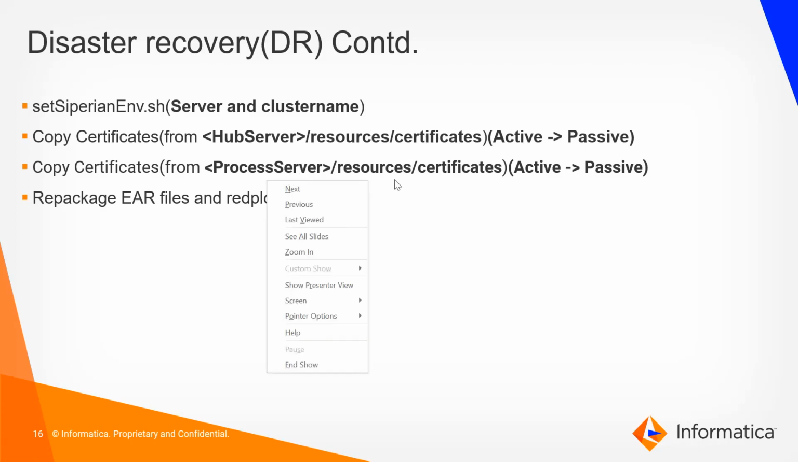Similarly, for the process server, the certificates available in the active instance need to be copied to the passive instance. Typically these are the steps to be done once the DR instance is set up, so that when the actual disaster happens, you will be able to recover without much delay. And after that, you need to make sure that you repackage the EAR files and redeploy these EAR files into the actual application servers for the properties to take effect.